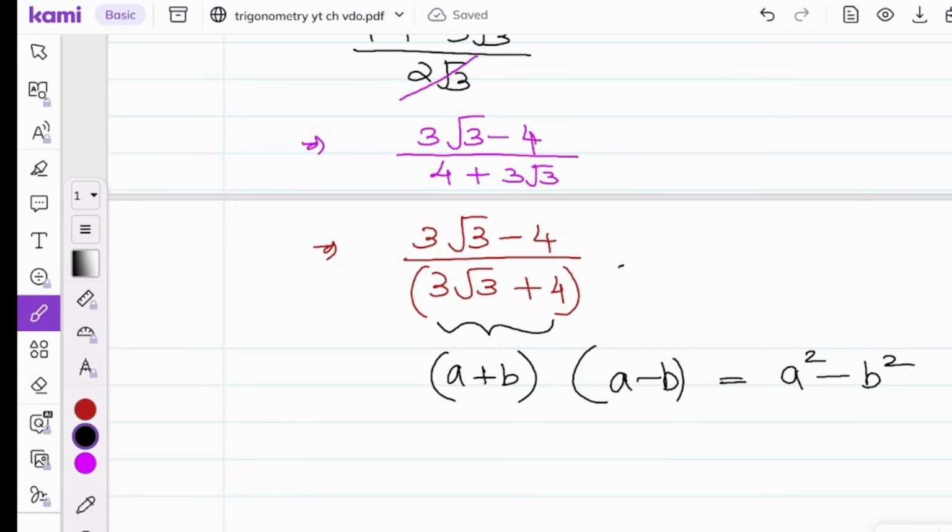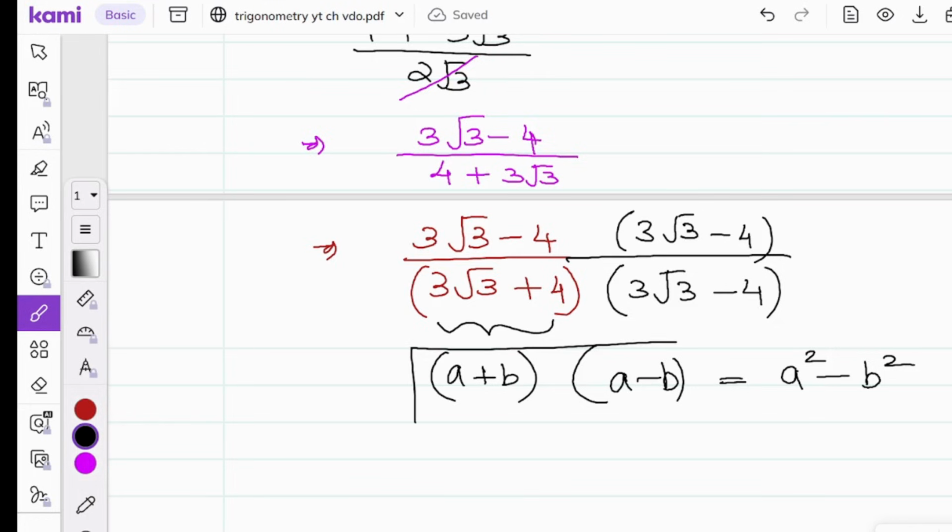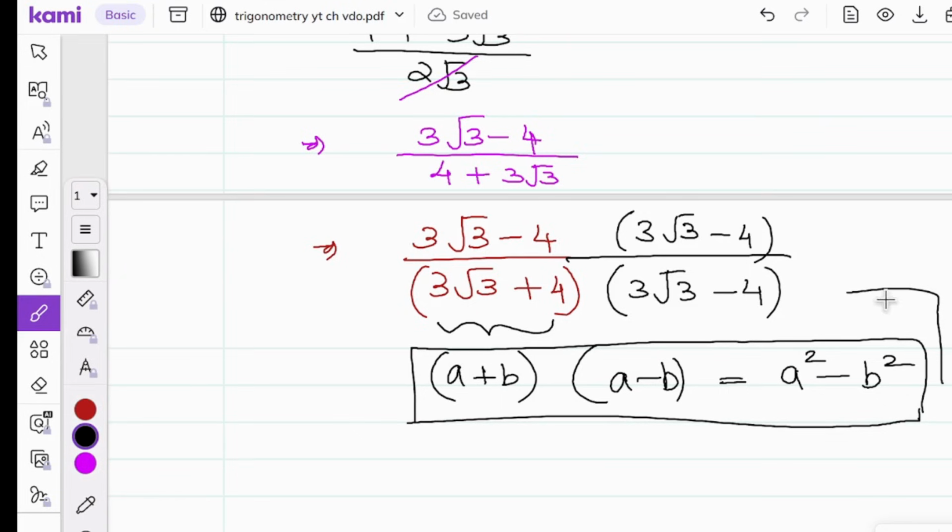Therefore, I will multiply my denominator with 3 root 3 minus 4. We know that if you are multiplying in the fractional form, in the denominator part, with a particular number, the same number we have to multiply in the numerator also. So this one we have to multiply where? Multiply in the numerator part also. So we will get it in this form. Okay, now we have to solve that one.